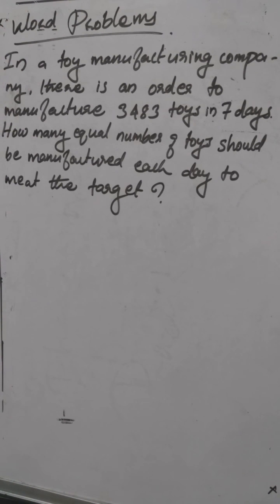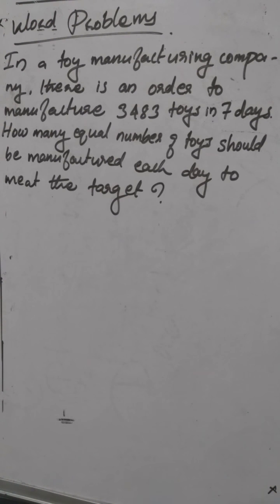Here in this question, there are 3,483 toys to be manufactured in 7 days. Here we have to find how many toys they are going to manufacture in 1 day. So for finding this, we have to divide 3,483 by 7, because 3,483 toys are manufactured in 7 days. So for finding the number of toys manufactured in 1 day, we have to divide this total number of toys by 7.